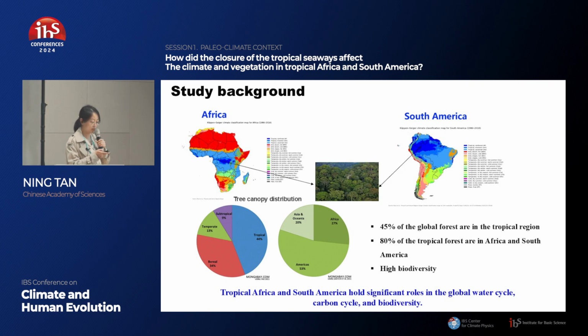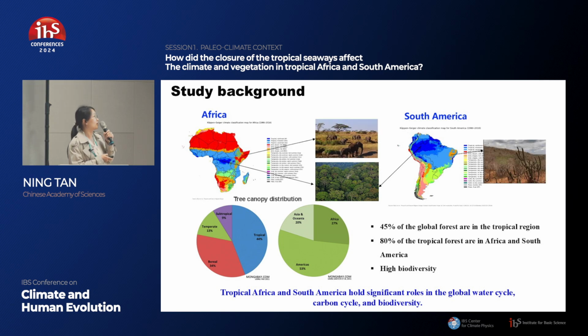Under modern conditions, you can see the very typical rainforest landscape in west tropical Africa and the Amazon region, and in the east of Africa we can see the relatively dry savanna landscape, and also the exotic shrubland landscape in northeastern South America. So to understand the evolution of the climate and vegetation of these two continents is very important, to understand their roles in the global water cycle, carbon cycle, and biodiversity.